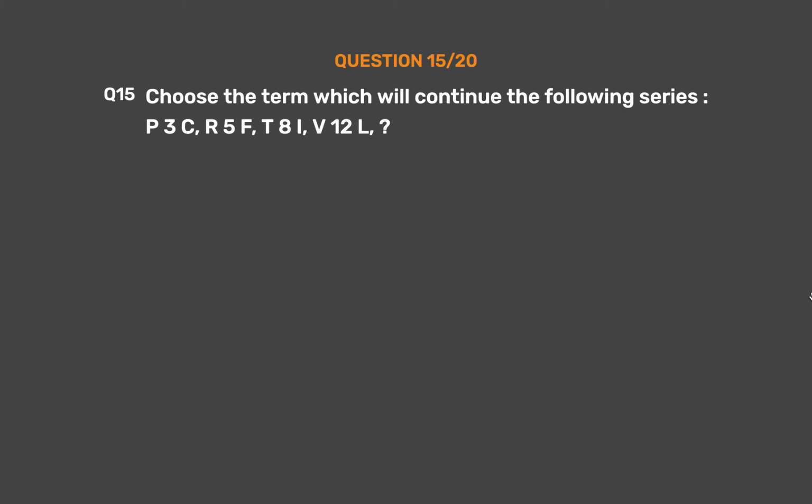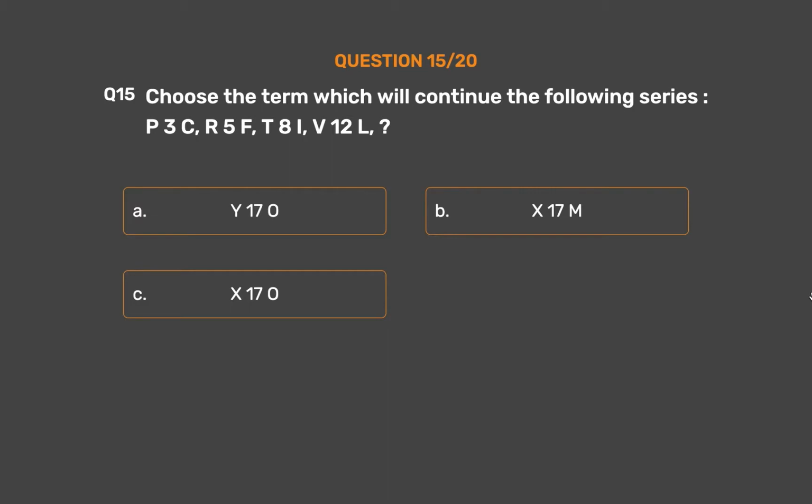Question number 15. Choose the term which will continue the following series: P3C, R5F, T8I, V12L. Option A, Y17O. Option B, X17M. Option C, X17O. Option D, X16O. The correct answer is option C, X17O.